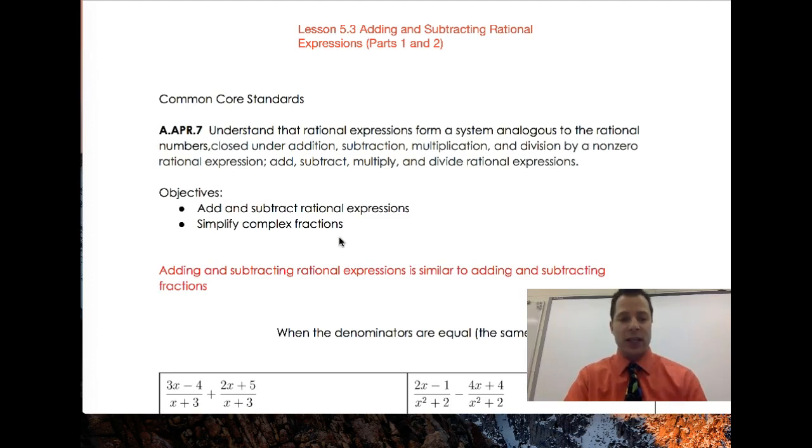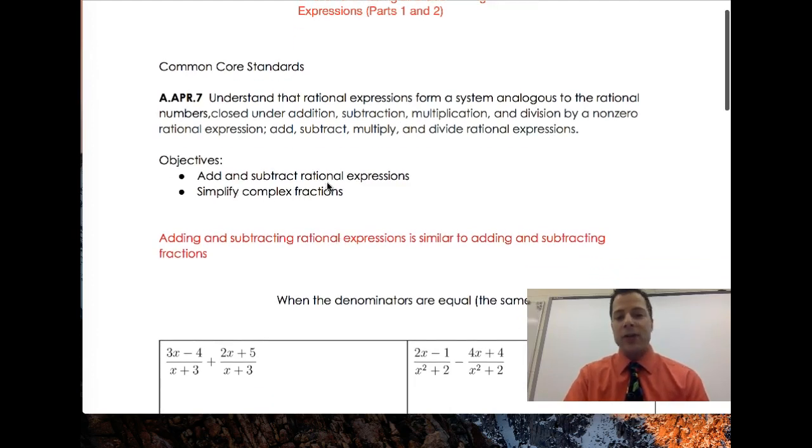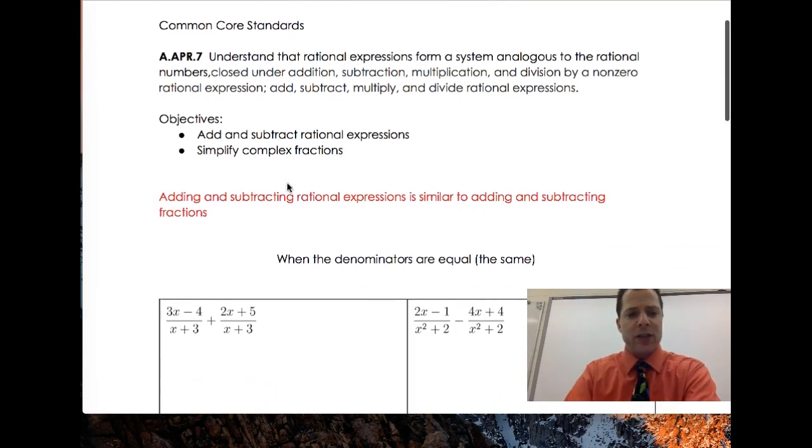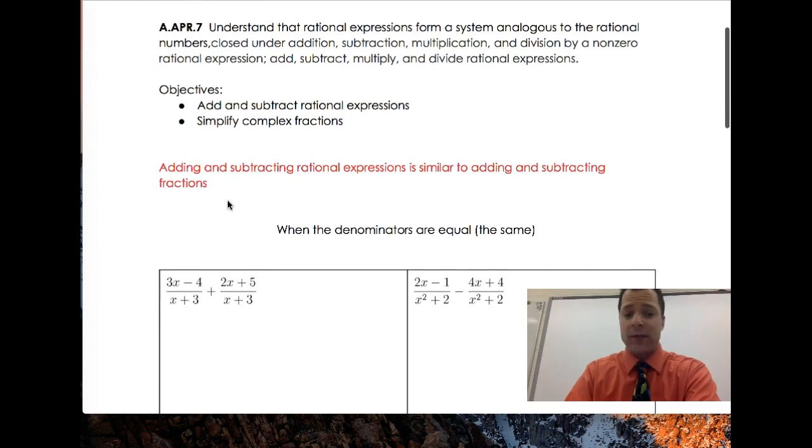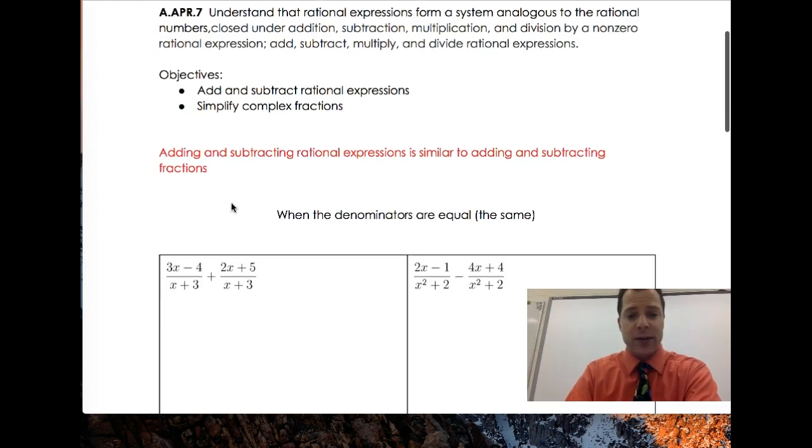So today's objective, we're going to add or subtract rational expressions, and they're either going to have a common denominator or they're going to have an uncommon denominator, and we're going to have to do some more work. So I've highlighted here, adding and subtracting rational expressions is similar to adding and subtracting fractions. Okay, you need a common denominator. So when the denominators are equal, let's go ahead and get started.